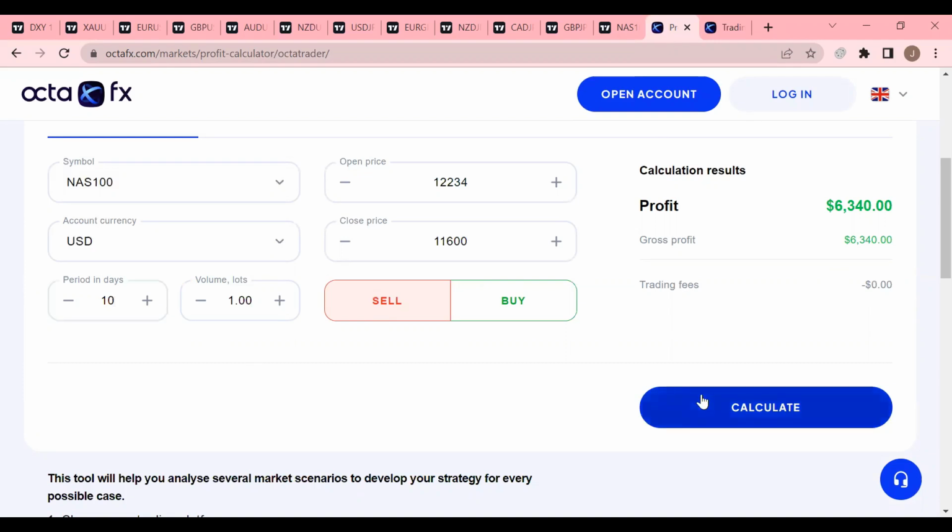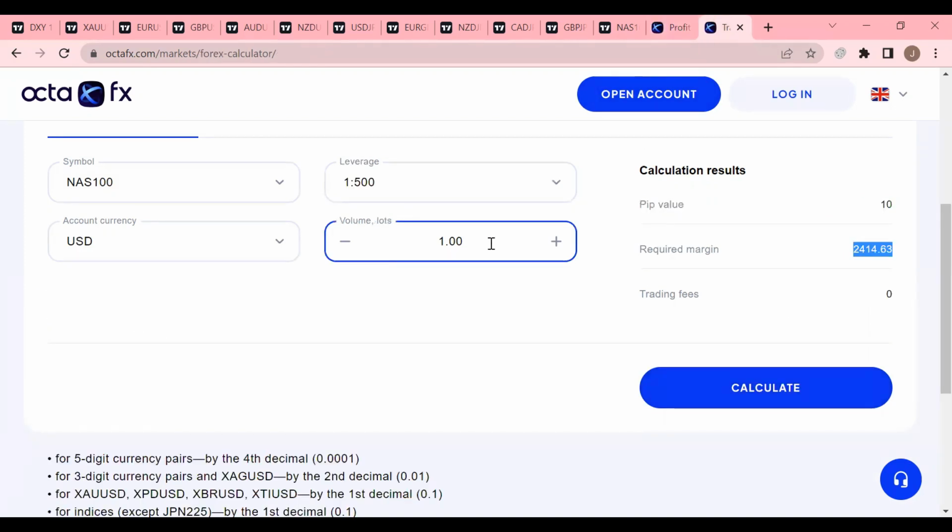Let me say I calculate 10 lots. That's about $63,400 on a 10 lot. And how much do you need to trade 10 lots? You need $24,000. So it depends on your account.